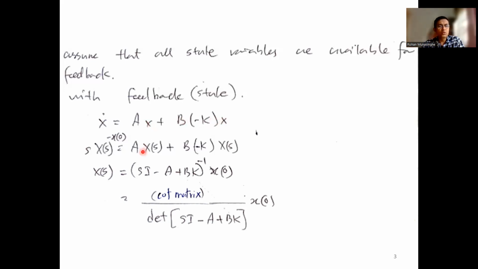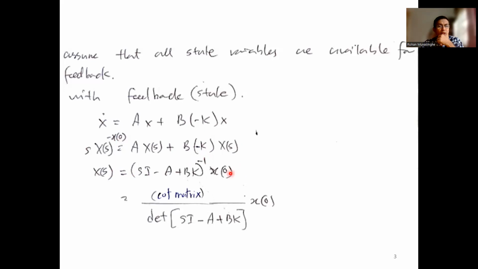When you simplify this and put it into Laplace, x dot becomes s times X(s) minus x0, the initial condition. Then AX(s) plus B times minus K X(s). Put all the X(s) terms on the left-hand side, and then this comes back onto the right-hand side as the inversion. And x0, the initial condition, comes to the right-hand side.